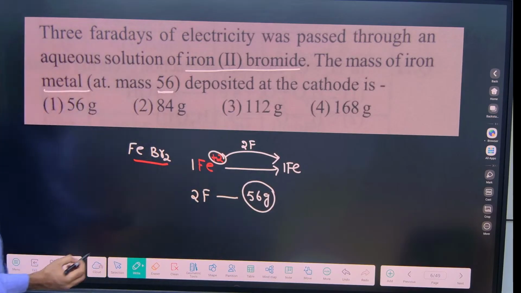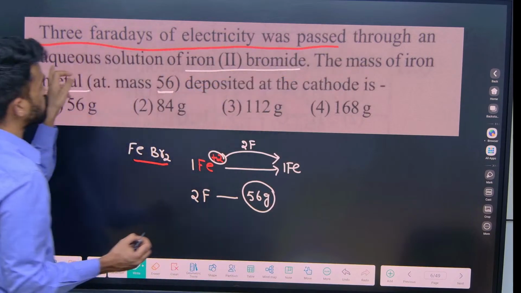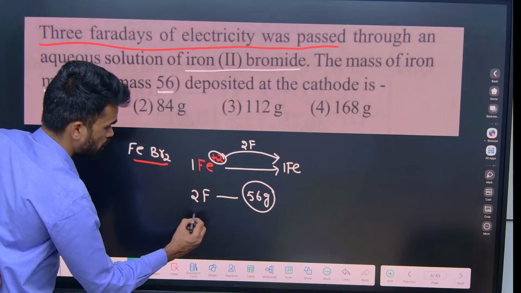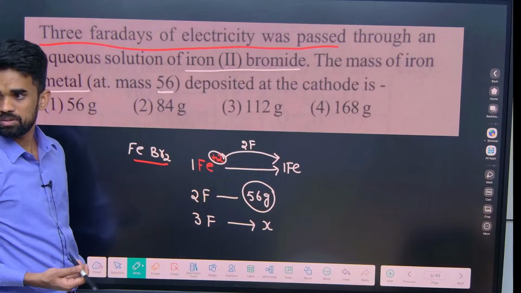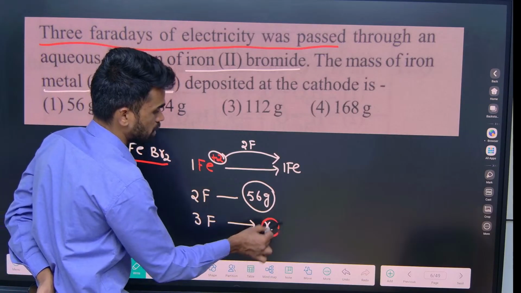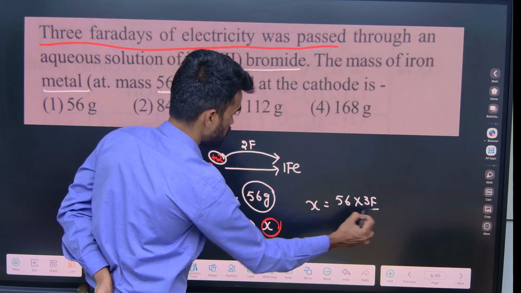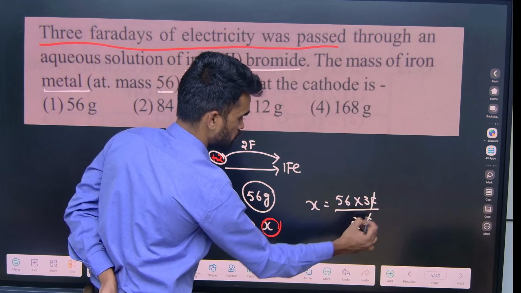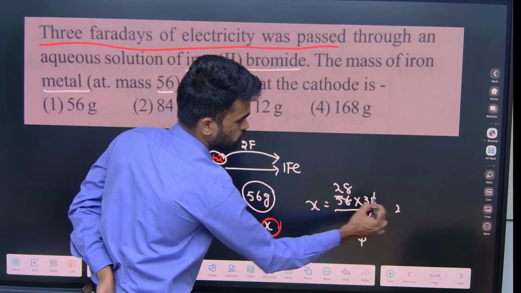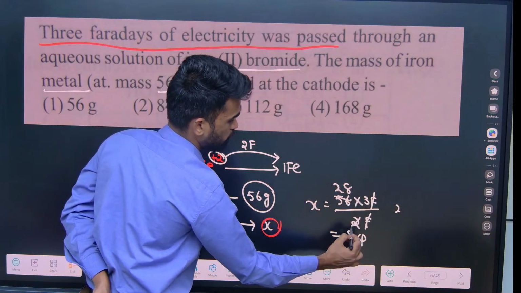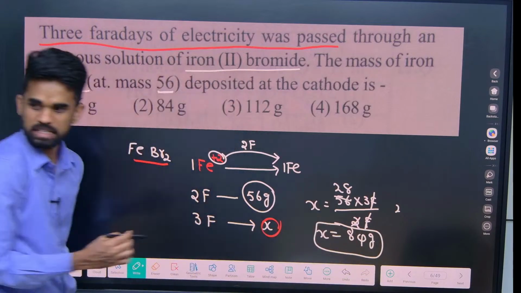Now look at this. They are passing 3 Faradays of electricity through the electrolytic solution. If I pass 3 Faradays, what happens, tell me? This will be X now. Find the X value. X equals 56 into 3 Faraday by 2 Faraday, so this will be 84 grams. Is this clear? Yes, very simple.